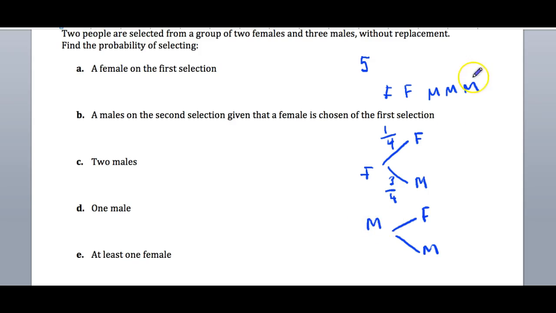This time we've got a male who was chosen. So the female is 2 over 4, which is a half, and then a male is still 2 over 4. And you can check to see that that does add up to 1. You can simplify that to a half if you like, but in probability, it's sometimes easier just to leave it as unsimplified until you get to the end. Okay, a female on the first selection. So we have 2 out of 5 females.